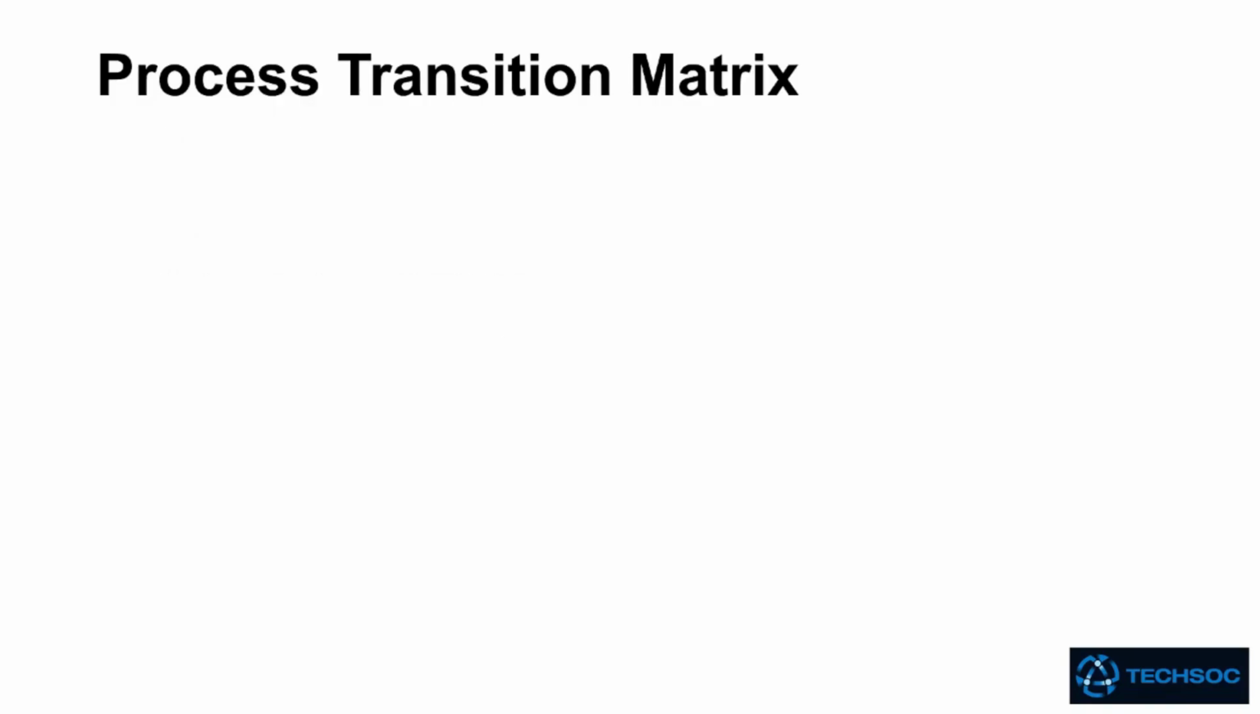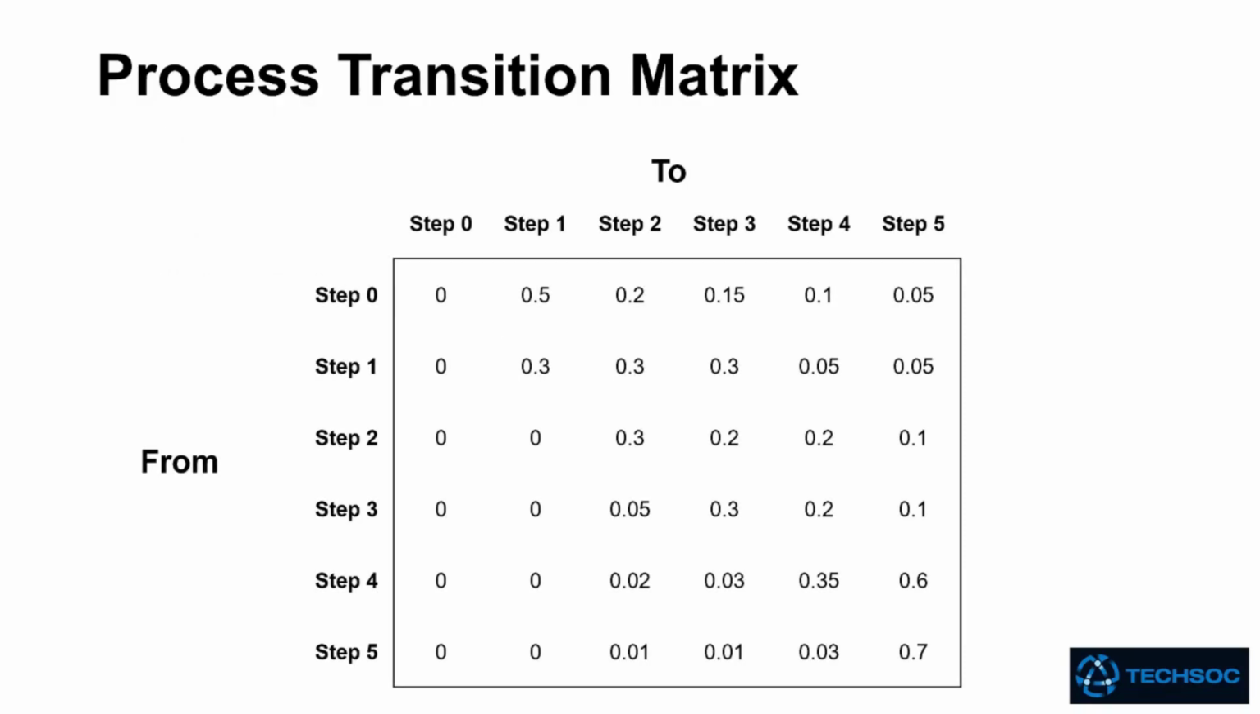And let's take a look at that transition matrix now. We start at step 0, and then half the time we'll go to step 1, and then step 2, 20% of the time. So some 20% will go directly from step 0 to step 2. And then if we go down a row, we see that if someone is at step 1, then they will stay at step 1 30% of the time, move to step 2 30% of the time, step 3 30% of the time, and the other probabilities are there.